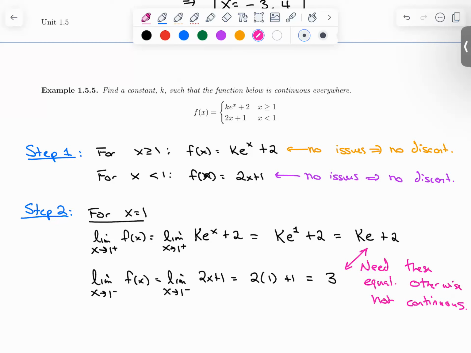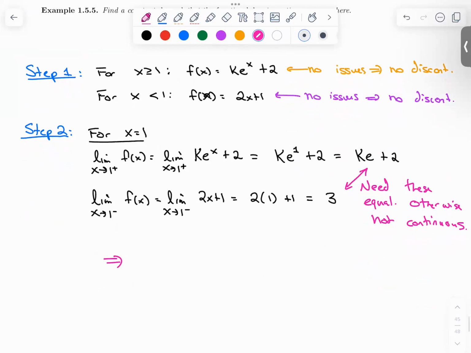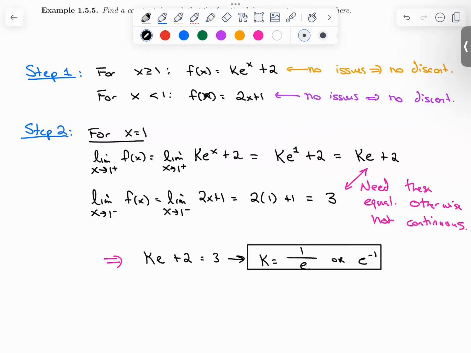And now we need to check the actual dividing value, of which we found that the left hand limit gives us a finite number, and the right hand limit gives us also a finite number, but with the ability to solve what k is. So that means that ke plus 2 is equal to 3. And that's not too terrible to solve because e is just a number. So we'll subtract 2 and divide by e and get that k is equal to 1 over e or e to the negative 1. However you want to do it is fine. And that will be the value of k that makes this function continuous.